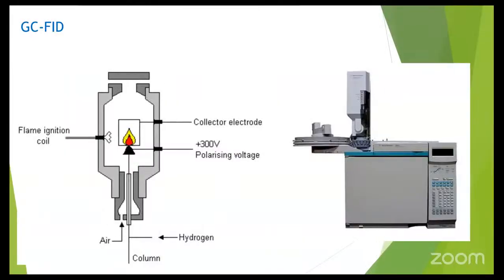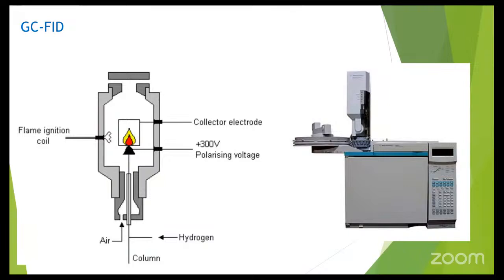Coming to the GC FID, FID is a flame ionization detector. The organic compounds burning in the flame produce ions and electrons, which can conduct electricity through the flame. That is the basic principle here. Because of its relatively high sensitivity to most organic compounds, the flame ionization detector is a very powerful tool for GC.